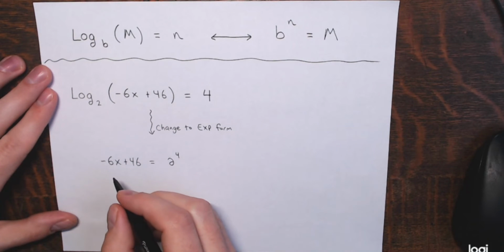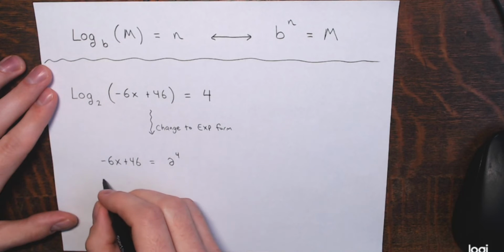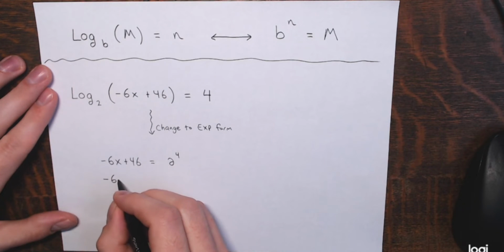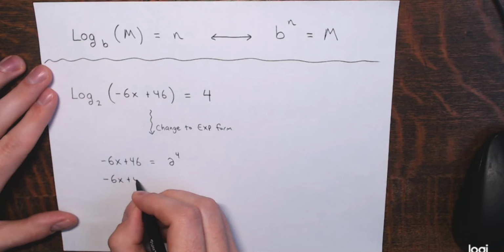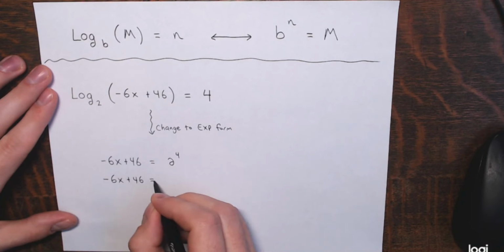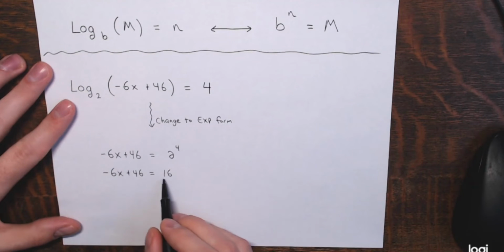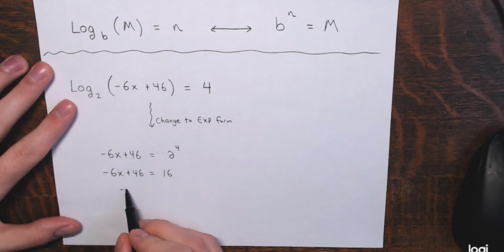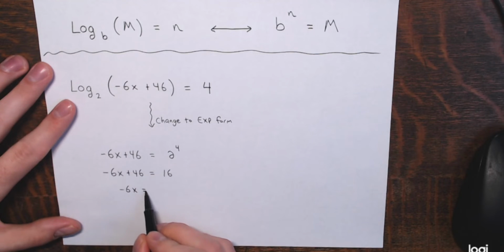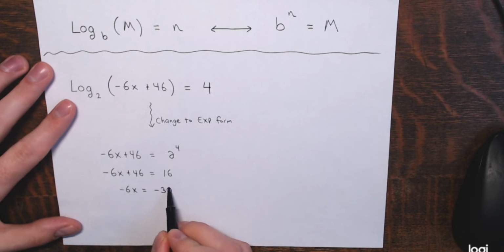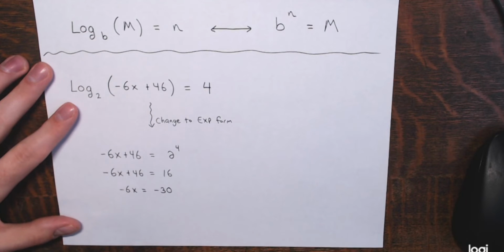So this is, negative 6x plus 46 equals 16, right? 2 to the 4th power is 16. Then subtracting 46, negative 6x equals negative 30. And then dividing by negative 6, x equals positive 5.